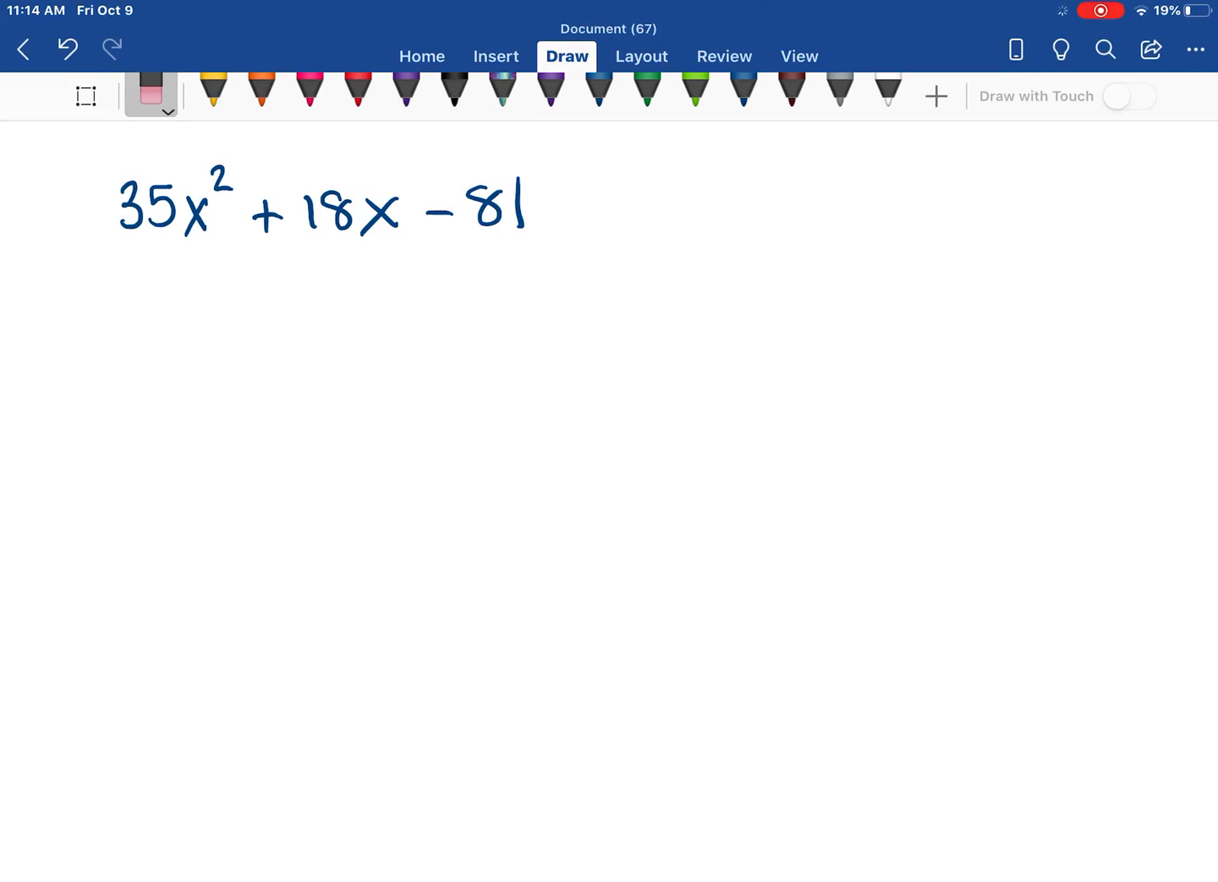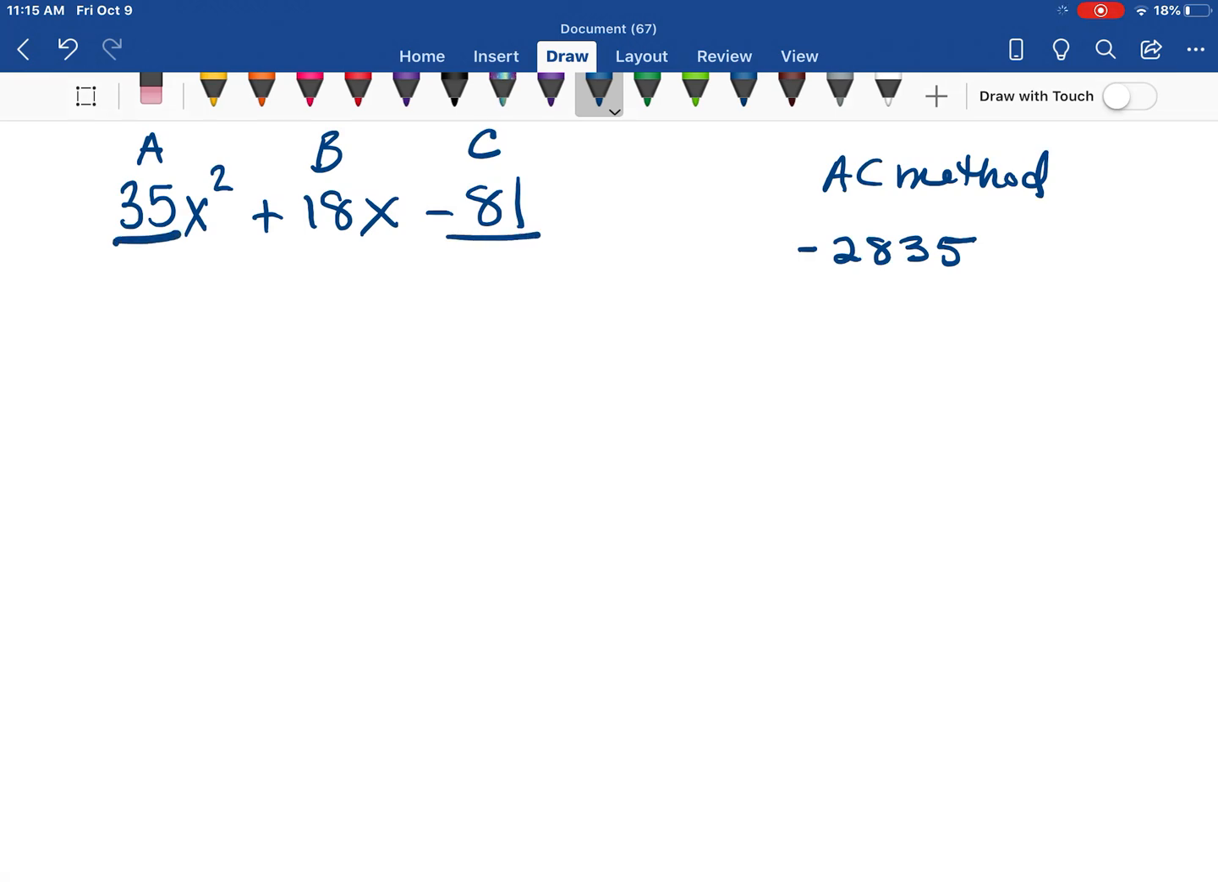In this video, we're going to walk through an example of using the AC method when factoring. I call this the AC method because if this is your A coefficient, your B coefficient, and your C coefficient, I use the method where I take the A value times the C value. So when I take 35 times a negative 81, I get negative 2,835. So you want to take your A times your C, and that's where this AC method comes from.